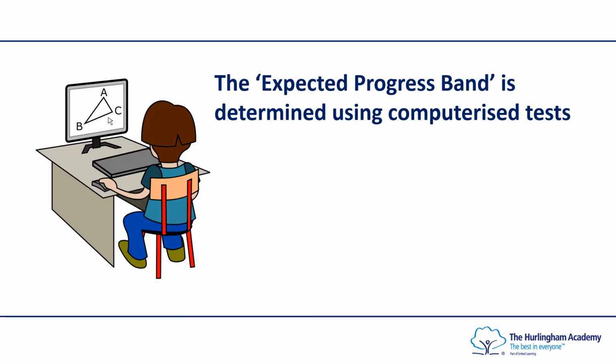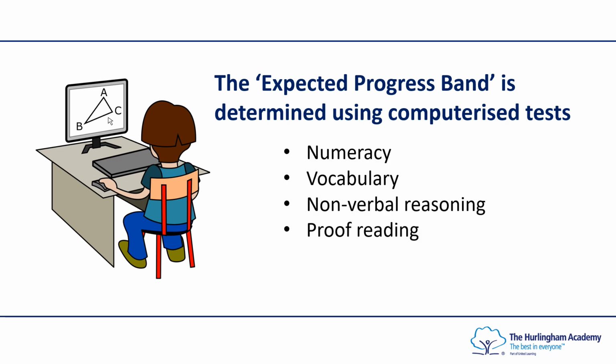Now we are going to move on to look at the academic section of the report. To help us gain an understanding of each student's current working level when they arrive at secondary school, each student sits a computerised test in numeracy, vocabulary, non-verbal reasoning, and proofreading. The results of these tests allow us to calculate an expected progress band for each subject.